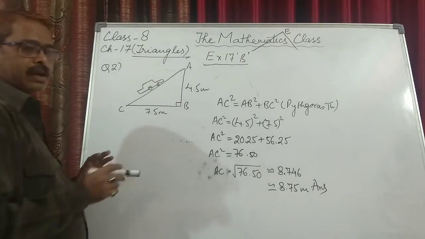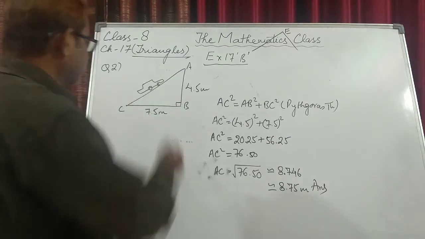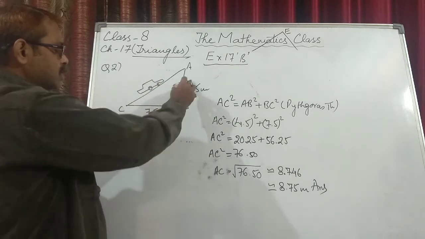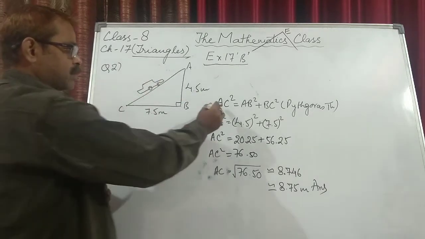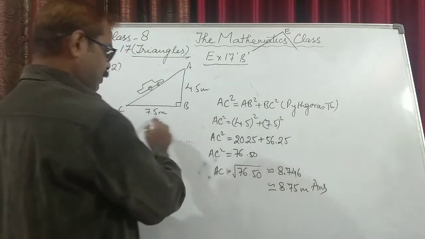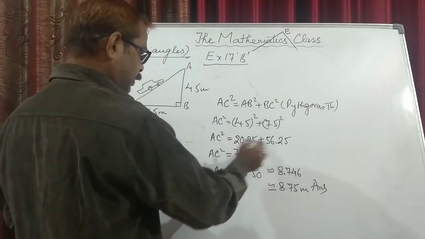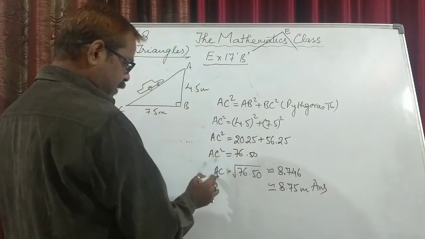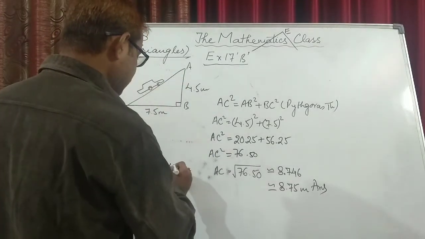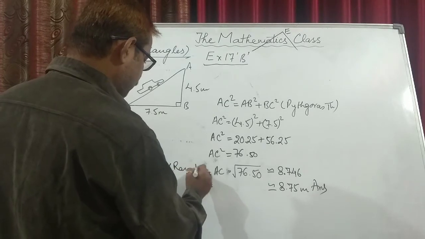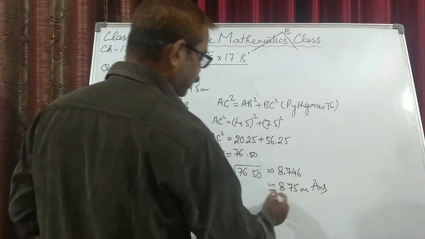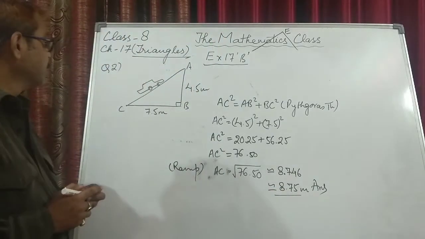What we have done: only calculation is there and only one formula is there. This is a right angle triangle, this is the hypotenuse. So hypotenuse square is equal to the sum of squares on the other two sides. AC we have to find. AB is given 4.5, BC is 7.5. You square, you will get these values, you add them up, and we have to find the length of the ramp. Ramp is AC. So ramp is under root 76.50, that is approximately 8.75 meters. That is the second question.